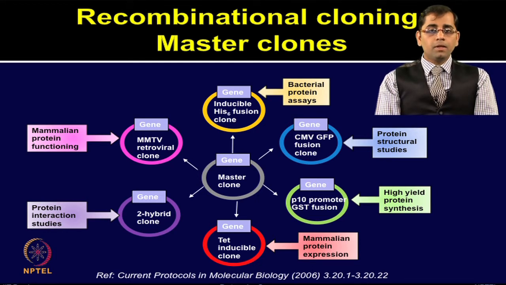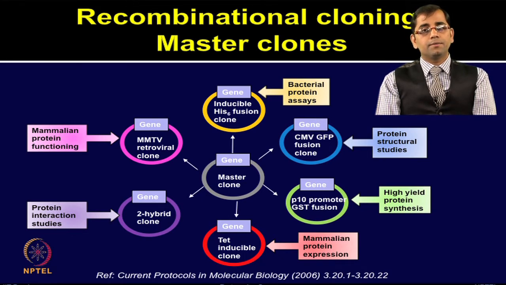In this slide, a few vectors are shown and a few applications have been mentioned. For example, one can use an inducible histidine 6 fusion clone. This can be used for performing assays using protein made in the bacterial system. One can use CMV GFP fusion clones for protein structural studies. If you want to know where a protein is located in the cell, then a P10 promoter GST fusion clone results in a good protein yield.